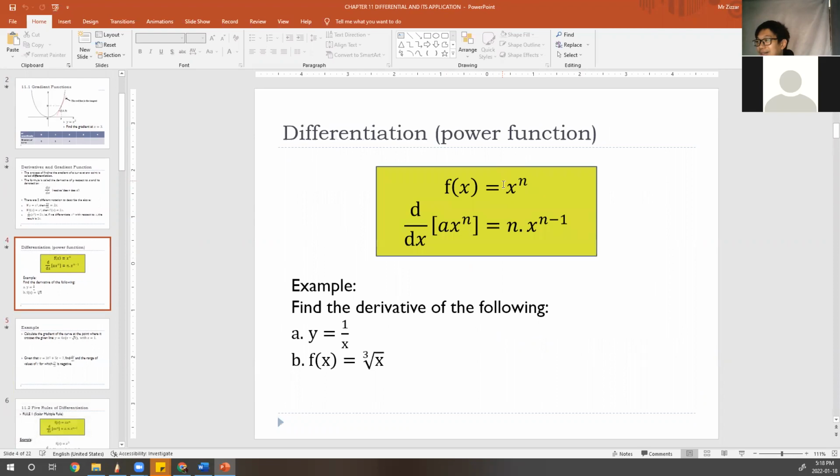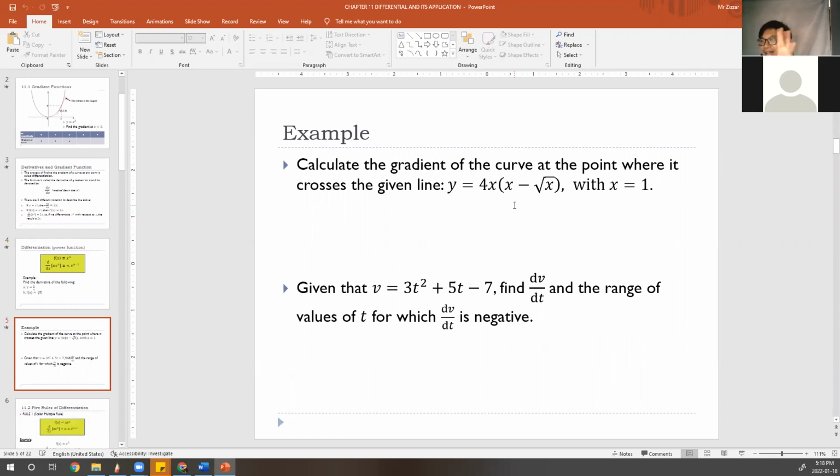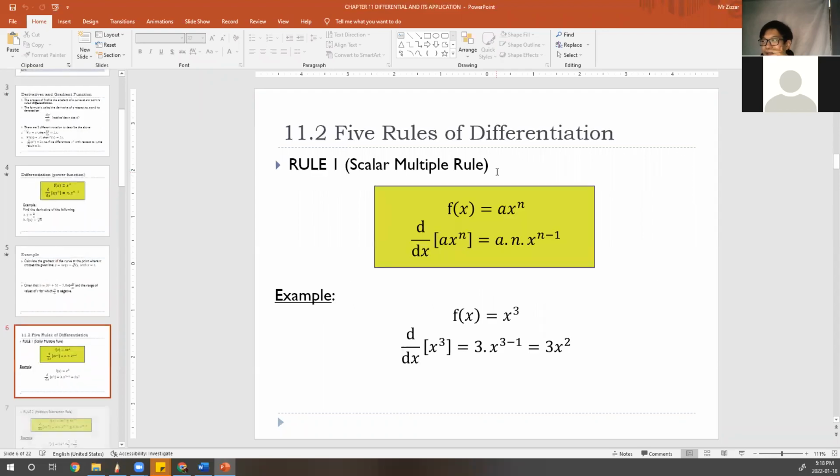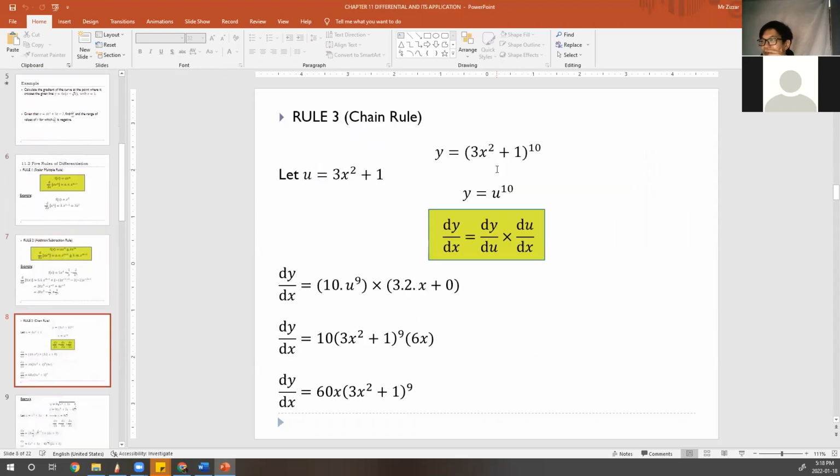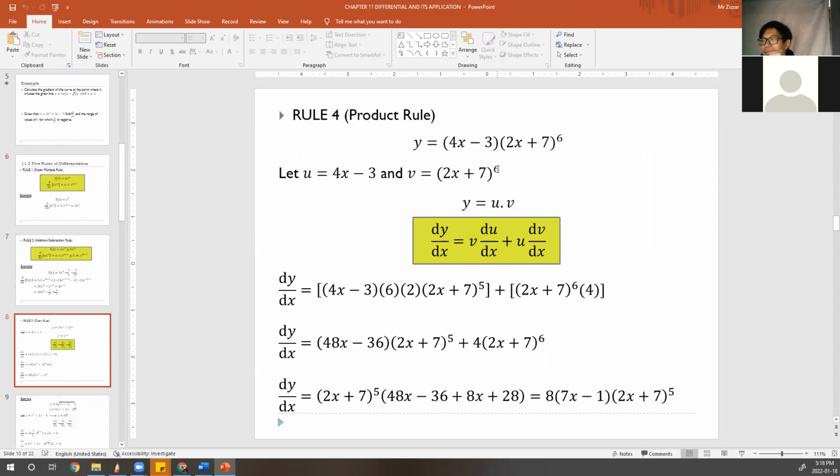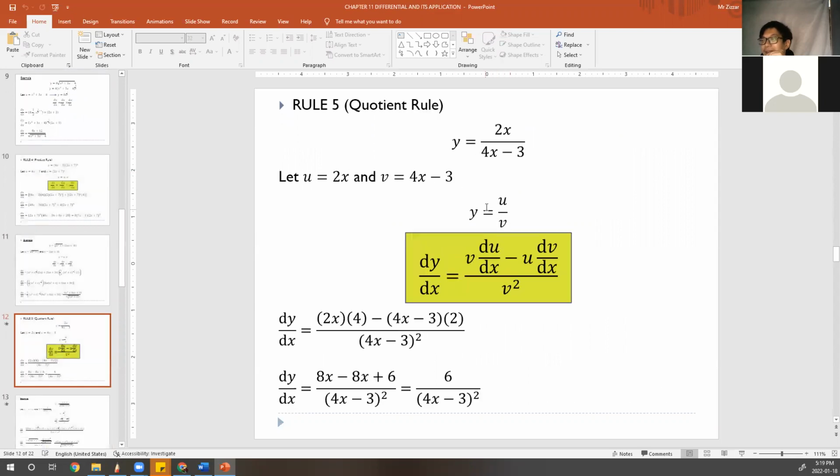The formula, I just give the formula. I don't give the limit. It's too much if I teach the limit, wasting time, because at the end we have to understand the idea, the shortcut. Okay, 5 rules: addition, chain rule, and so on, product rule. I think you have learned this already.